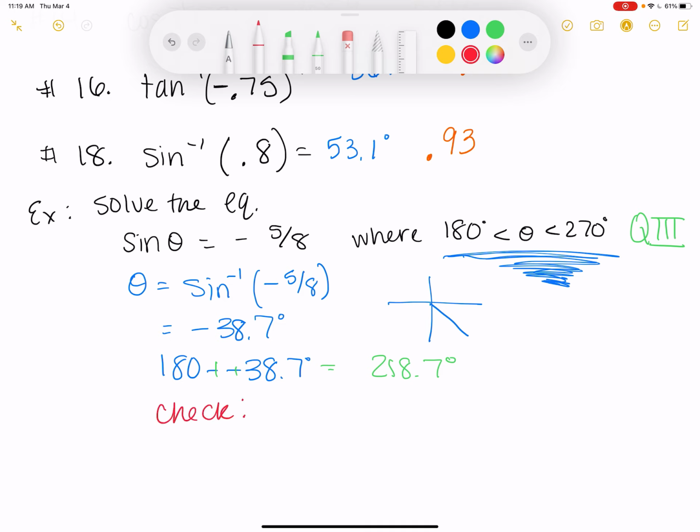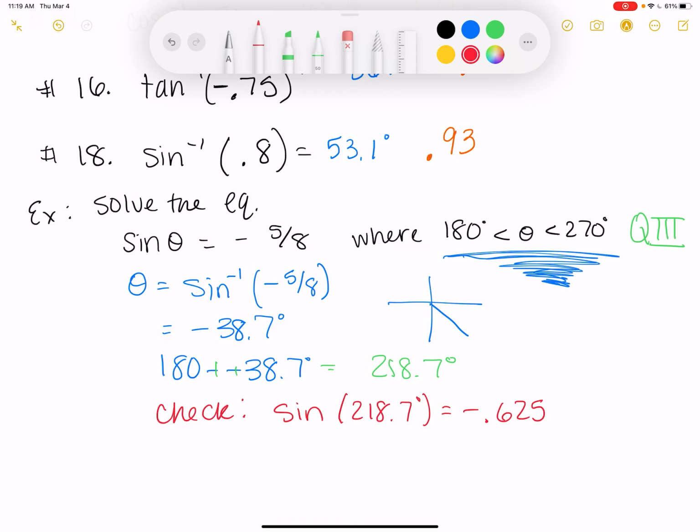So then you can check it, because it's an equation. Sine of 218.7 degrees is equal to what? Type it in your calculator and find out. It'll be a decimal answer. Negative 0.625.